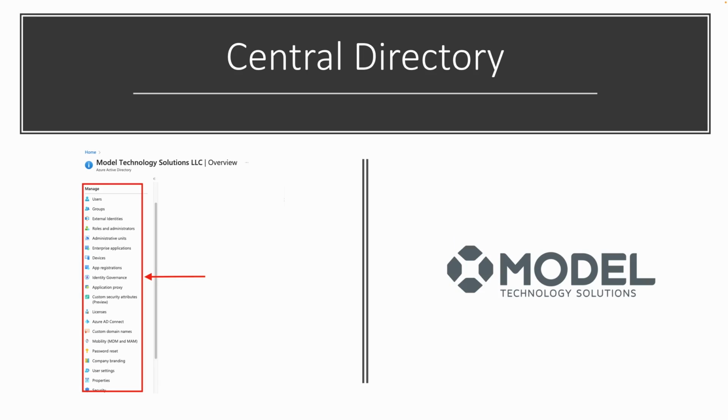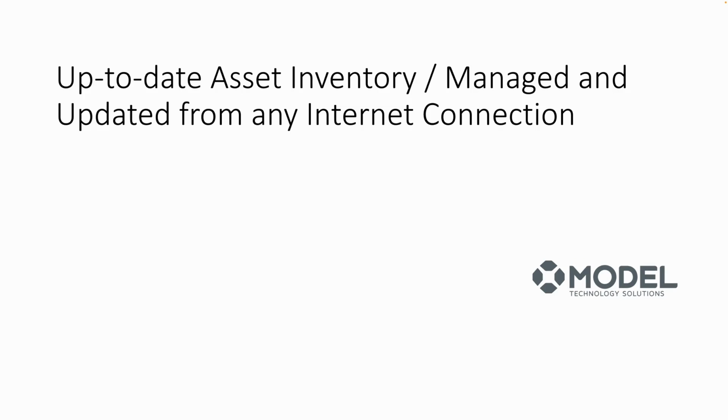So the central directory. This is where all your users and groups and devices would live, and this would take into account your total population. As opposed to saying, well, we've got most of our devices under management, but there's a handful that use local credentials, or this grouping of machines does this one thing, we don't have them on the directory. Unless there's a technical, maybe unsupported reason why these devices cannot join the directory, being a maturity level 5 in management infrastructure would have all of your elements in a directory. Up-to-date asset inventory, managed and updated from any kind of internet connection.